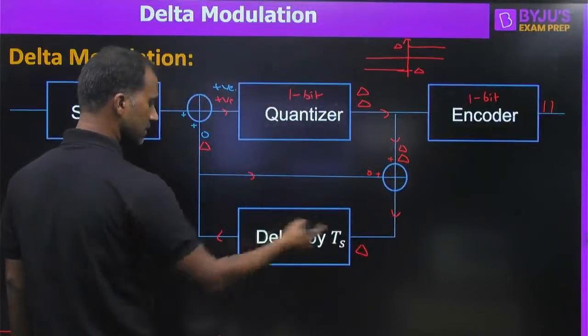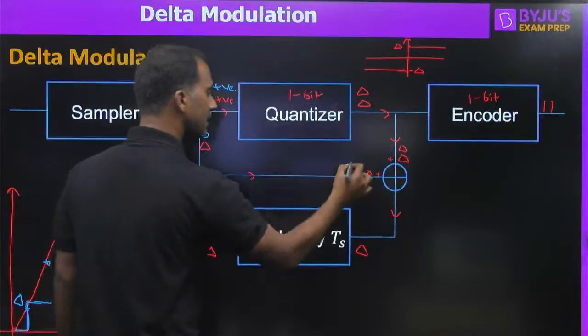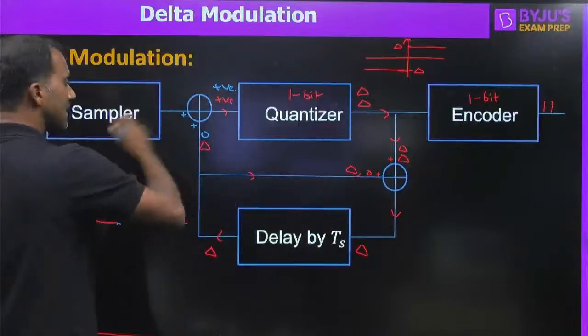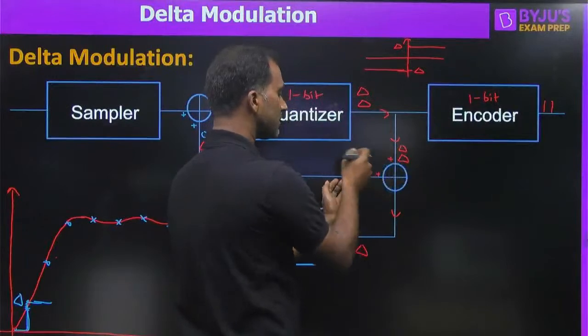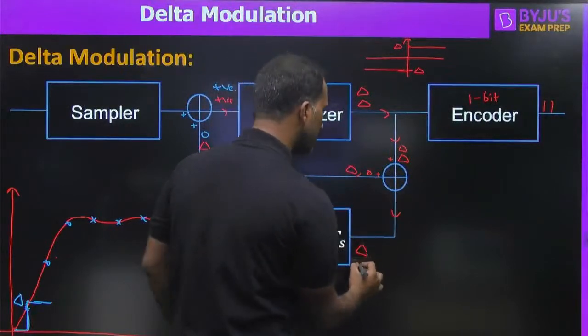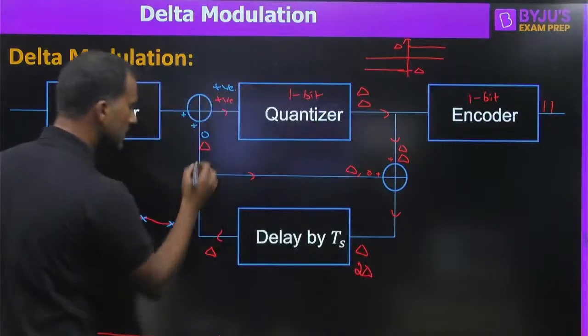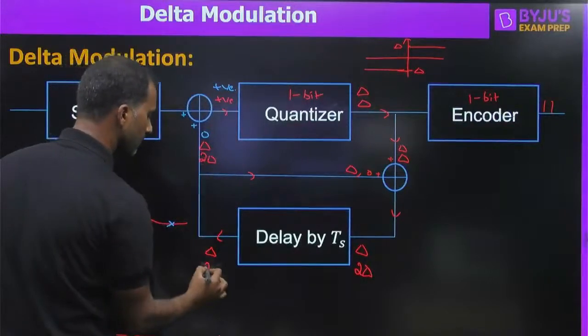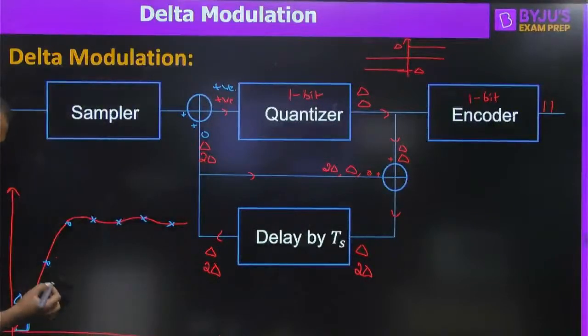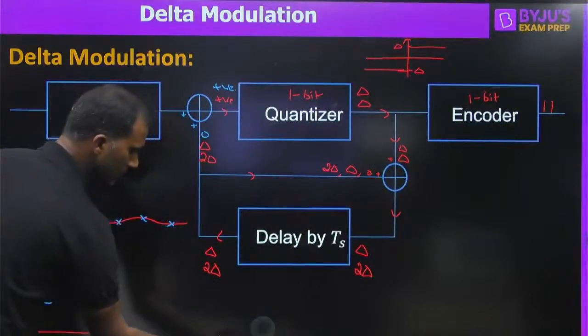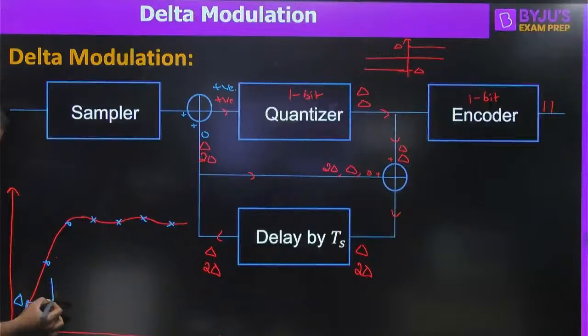Whatever signal comes here, the delta came here, it went here, it went here. Now for the second sample, we are having a positive value here, delta here, and by the time delta is here, another delta is here. Delta plus delta will become 2 delta. That same 2 delta will come here and it will go here. So the feedback signal will be 2 delta.